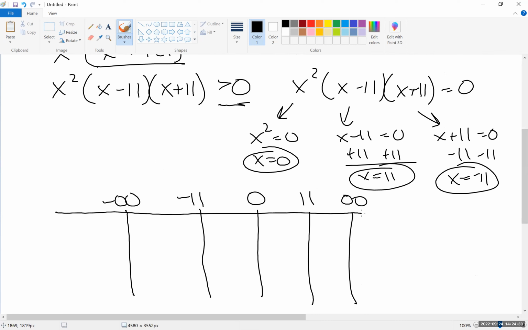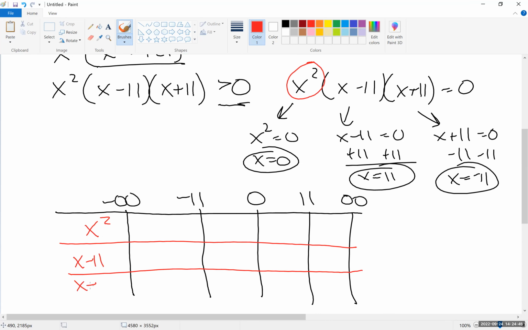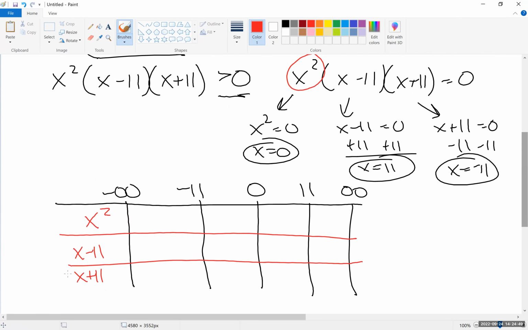What goes on the rows? The rows on the left side are all the factors. So we've got x squared, we have x minus 11, and then we have x plus 11. Those are the factors of the function here.